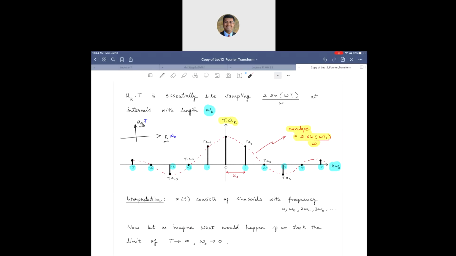Now let's see what happens when we try to change the time period of this pulse train to infinity. As you change T to infinity, because ω0 is simply 2π divided by T, ω0 will tend towards 0 as you take the limit of T tending to infinity.